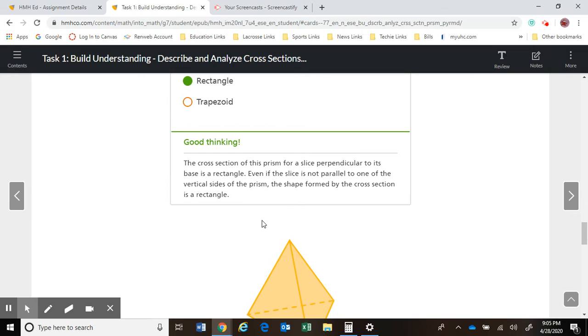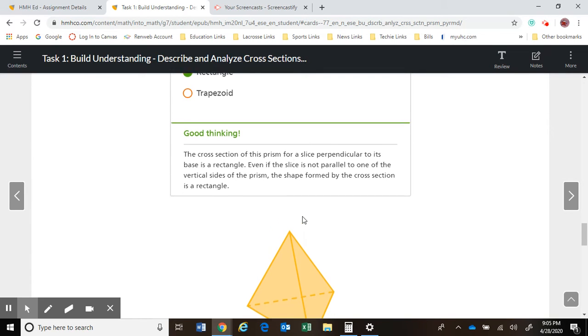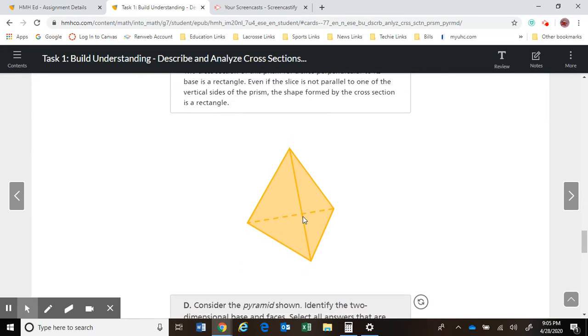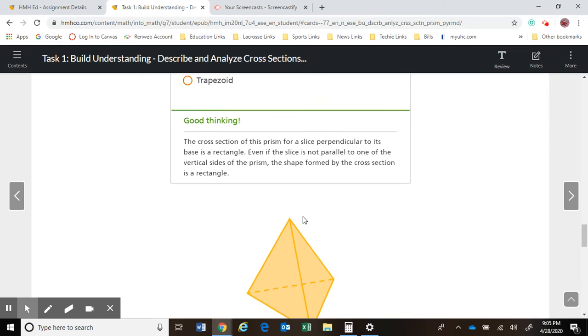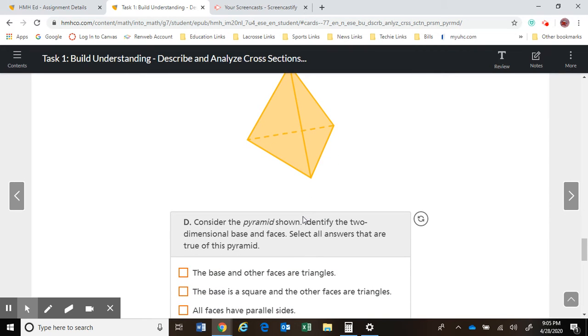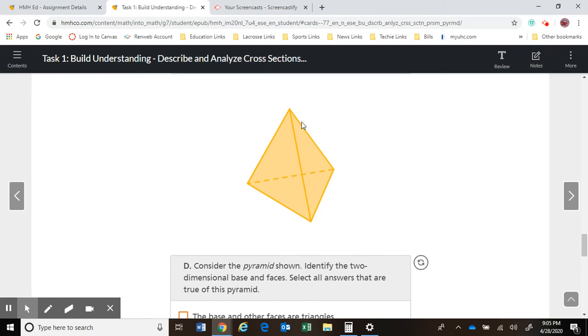Now let's look at a different object. Let's look at a pyramid. Consider the pyramid shown. Identify the two-dimensional base and the faces. Now you can see that this pyramid actually has triangular faces. One here, one on the back side, and one on the bottom.